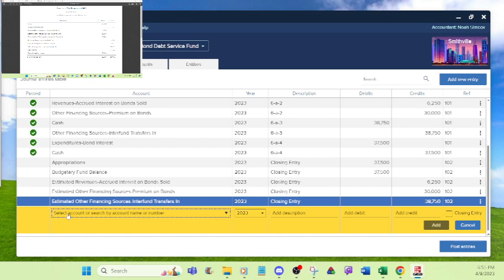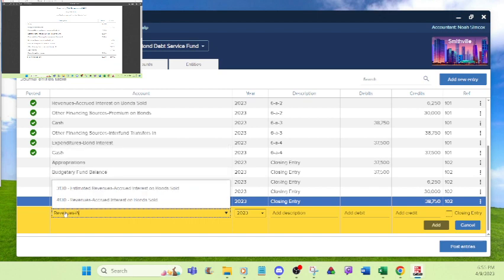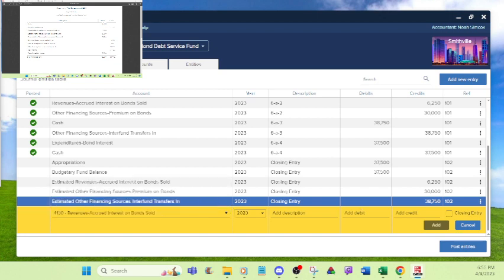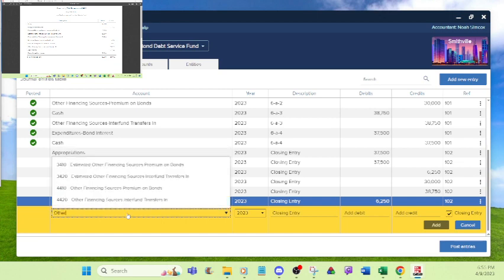Debit revenues, accrued interest on bonds sold, 6250. Other financing sources, premium on bonds.